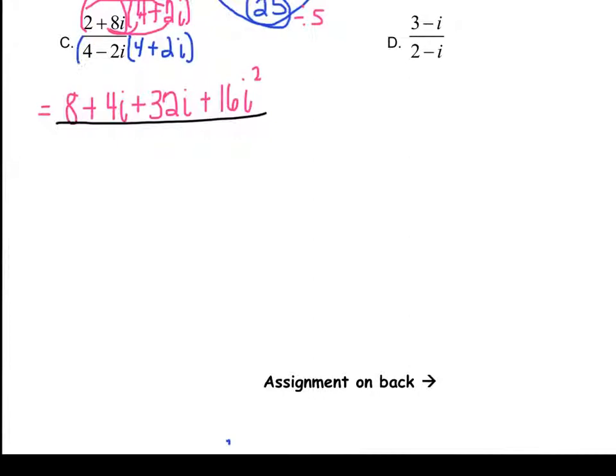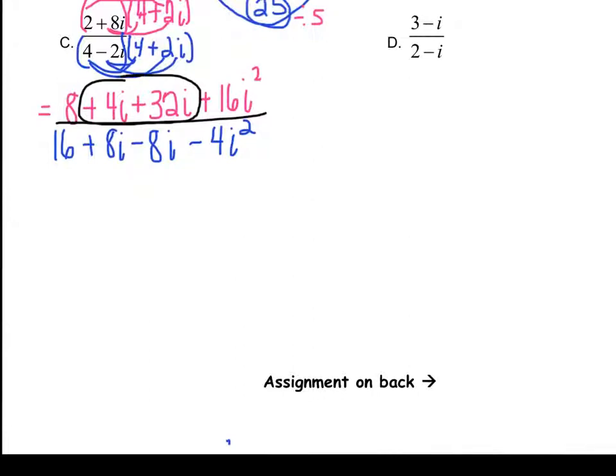So I'll FOIL the bottom. We'll do 4 times 4 is 16. 4 times 2I is 8I. Negative 2I times 4 is negative 8I. And negative 2I times positive 2I is negative 4I squared. Now we need to combine like terms and reduce some things.